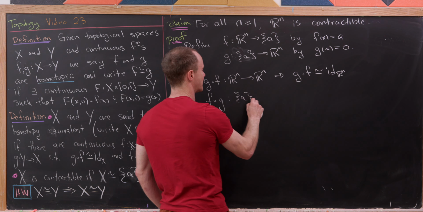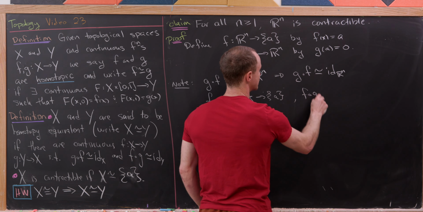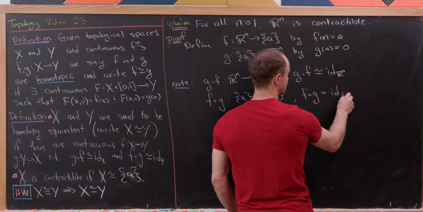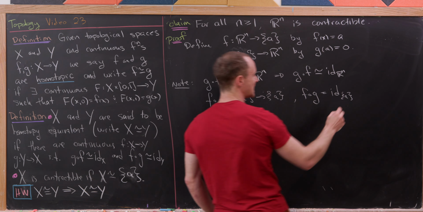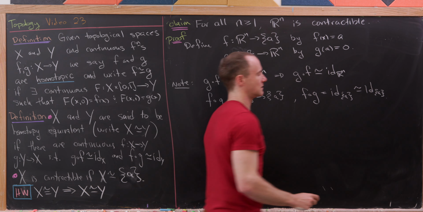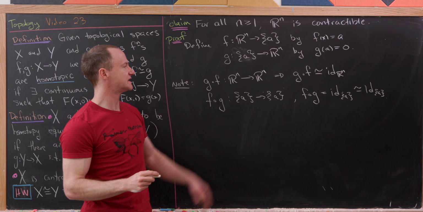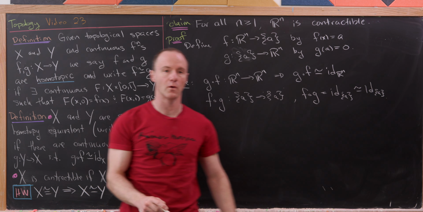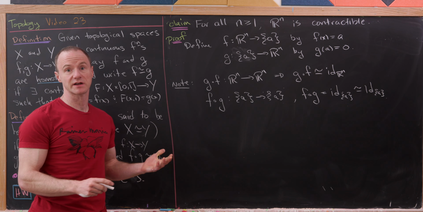Okay, so now let's look at f composed with g. Observe that that's going to go from the singleton a to the singleton a. And in fact, f composed with g isn't just homotopic to the identity function, it's exactly equal to the identity function. But if it's equal to it, then it is homotopic to it, since I think that's pretty clear. Okay, nice. But now those two conditions being satisfied are exactly what we need given our definition for Rn to be contractible. Okay, so now let's look at another result.